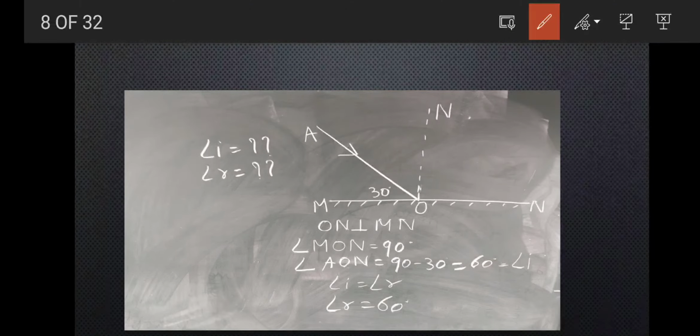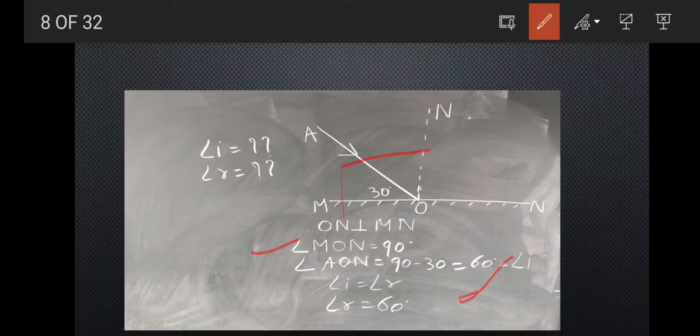So this is 30 degrees. And you know ON is normal to MN, which means ON is perpendicular to MN. So this will be 90 degrees. Perpendicular means 90 degrees. I have written here that MON is 90 degrees, and we have to find AON. So AON will be 90 minus 30, which is equal to 60 degrees. Angle AON is the angle of incidence, so we can write 60 degrees is equal to the angle of incidence.